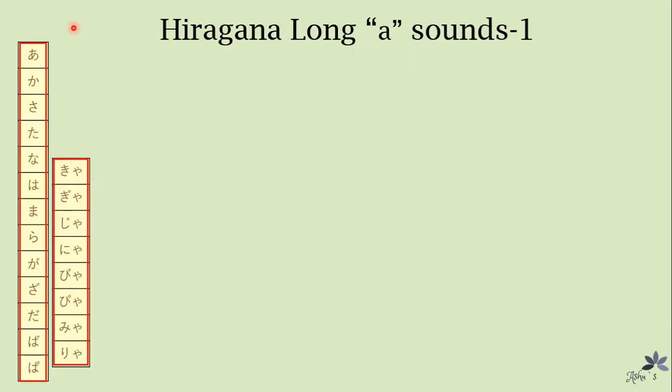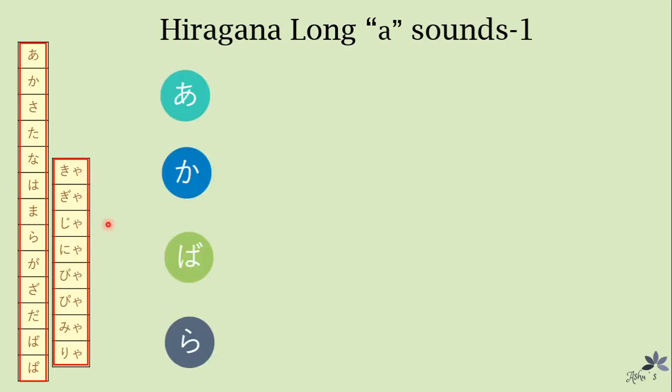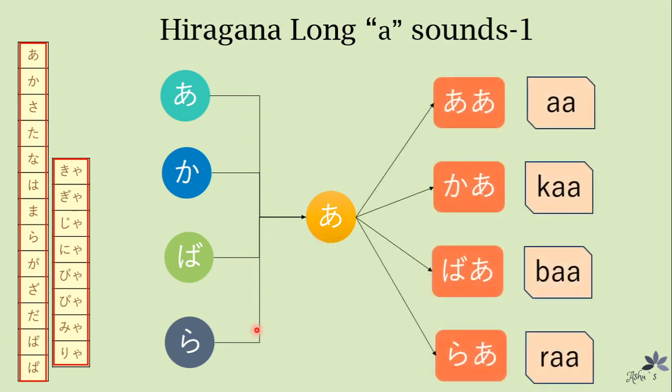For this, we are going to take the Hiragana A column alphabets. That is A, Ka, Sa, Ta, etc. And we can also take the mixed sounds like Kya, Gya, Ja, Nya, etc. Now, for example, here I have taken the alphabets A, Ka, Ba, and Ra. Now, when we add the Hiragana A to these alphabets, we get the long A sounds.